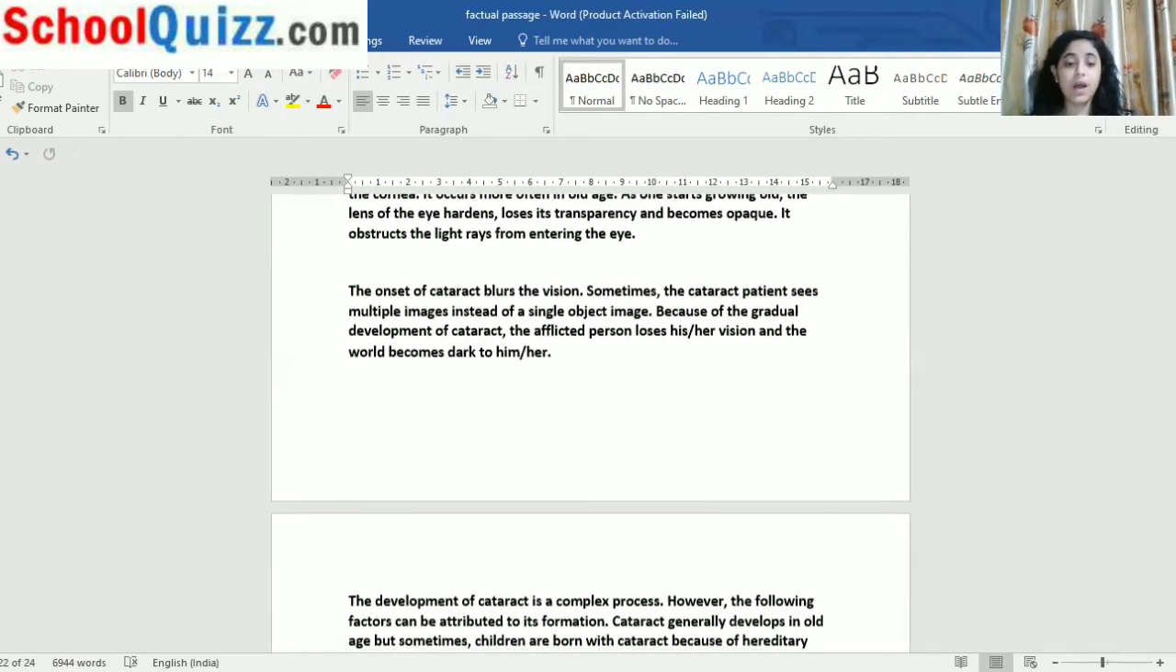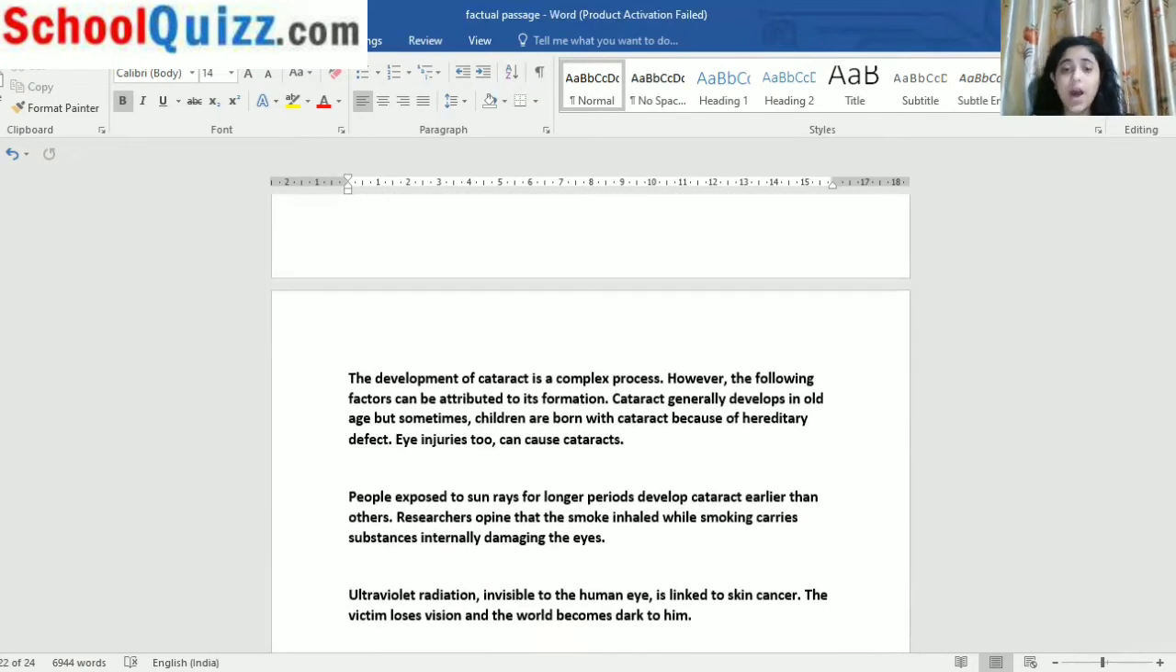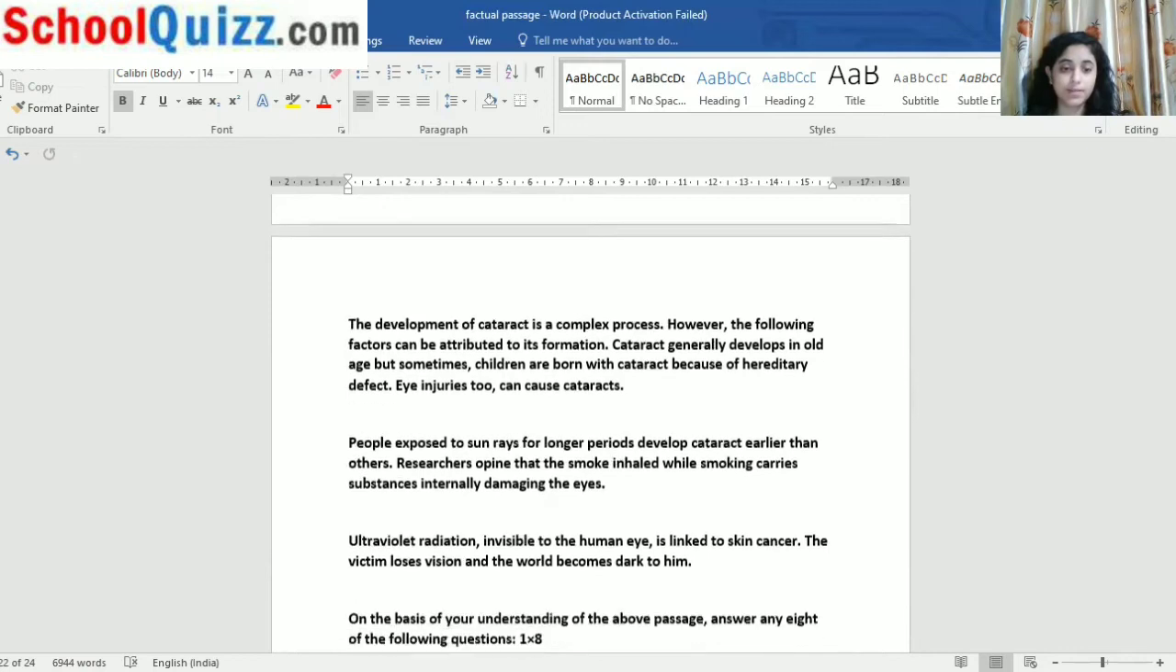Now, the development of cataract is a complex process. However, the following factors can be attributed to its formation. So cataract development is a difficult process, but some factors can help it to form in your eyes. Cataract generally develops in old age. It usually happens in old age, but sometimes children are born with cataract because of a hereditary defect. Eye injuries too can cause cataracts. If you have some eye injury, you can also get cataracts.